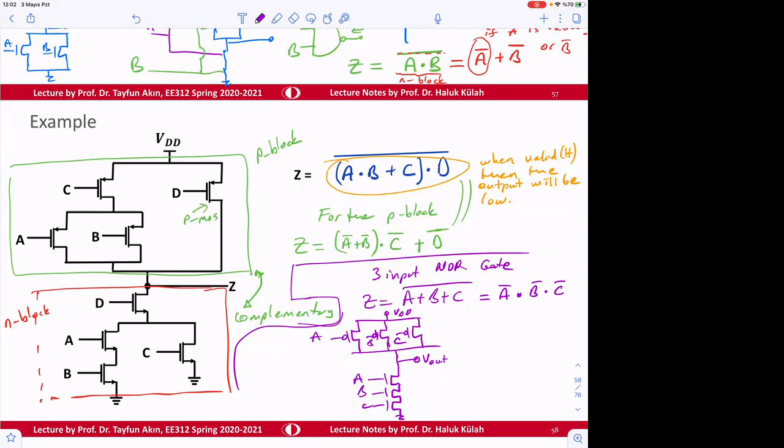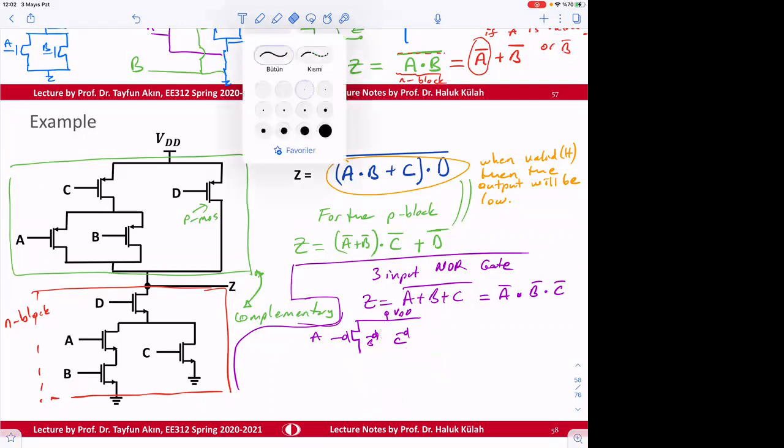This is NAND gate, right? Either I will erase this or erase the circuits. A little bit larger, maybe.